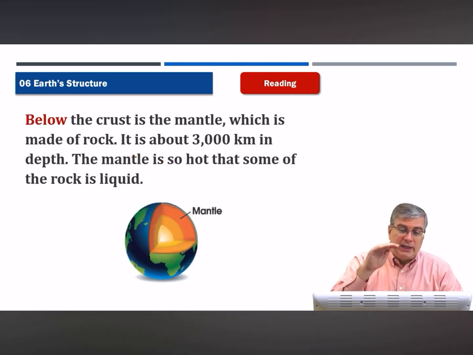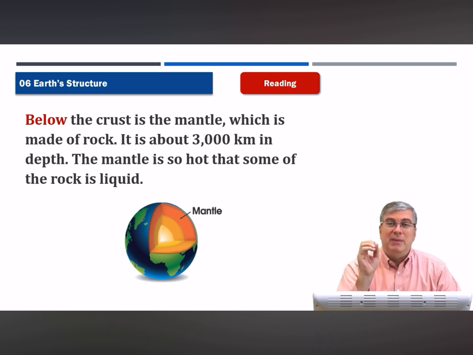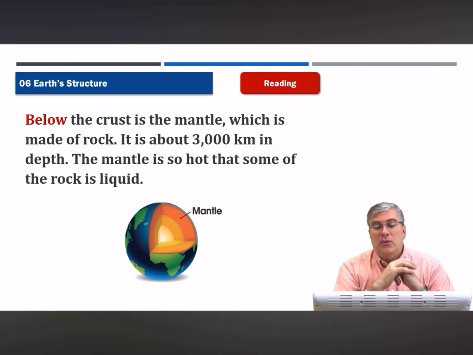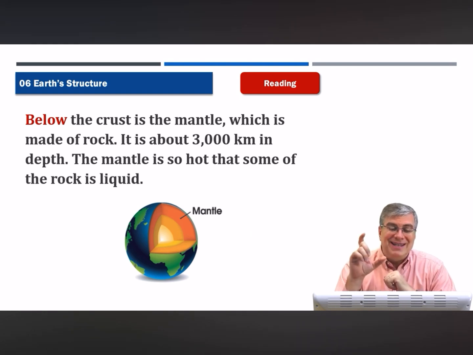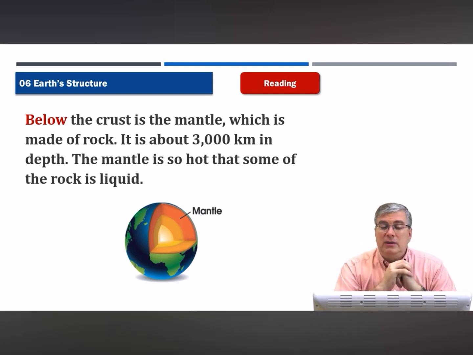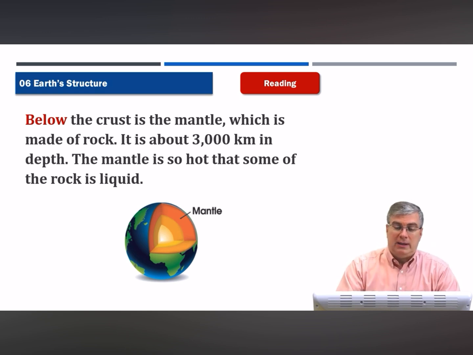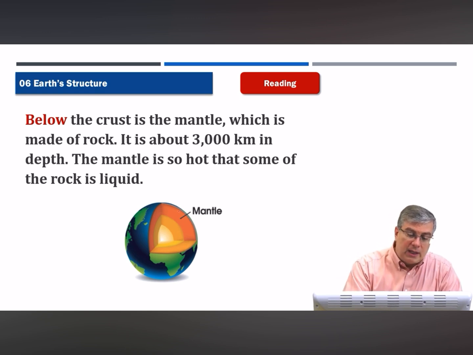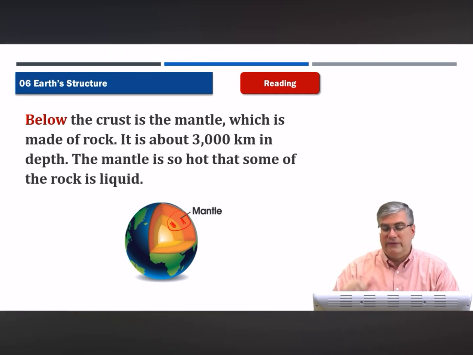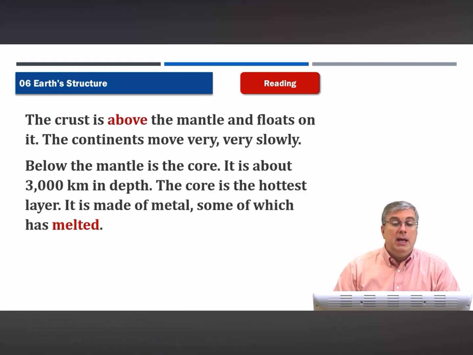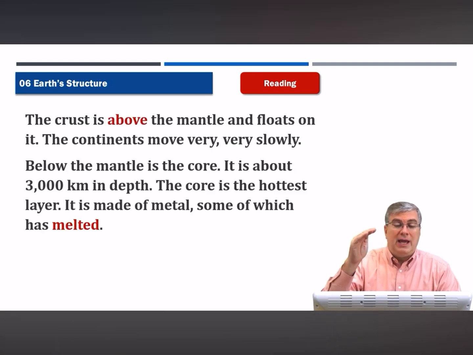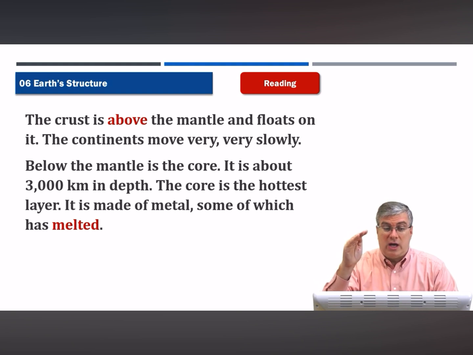Below the crust is the mantle, which is made of rock. It is about 3,000 kilometers in depth. The mantle is so hot that some of the rock is liquid. So that's what we're seeing here. If we look at this, they're really talking about this as the mantle. Maybe this is the rock that is melted, and this is the rock that is solid. So maybe 2 parts of the mantle. The crust is above the mantle and floats on it.